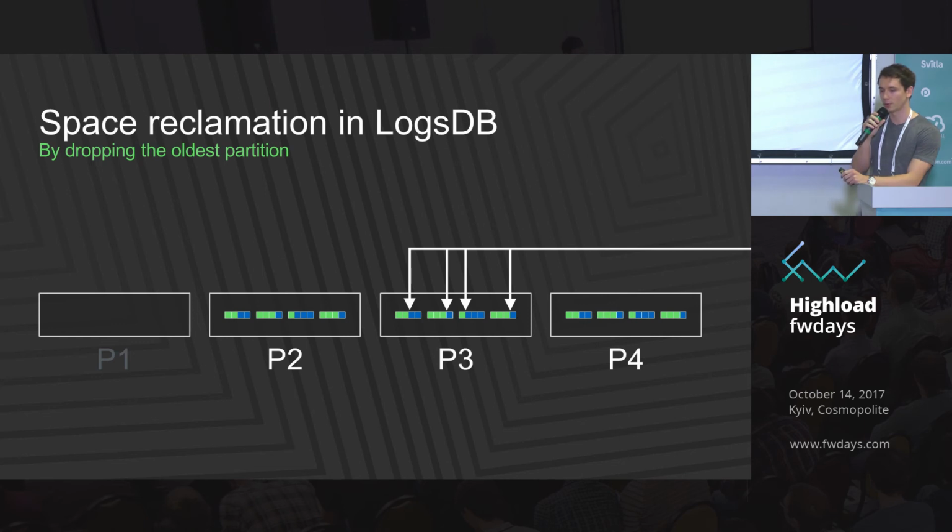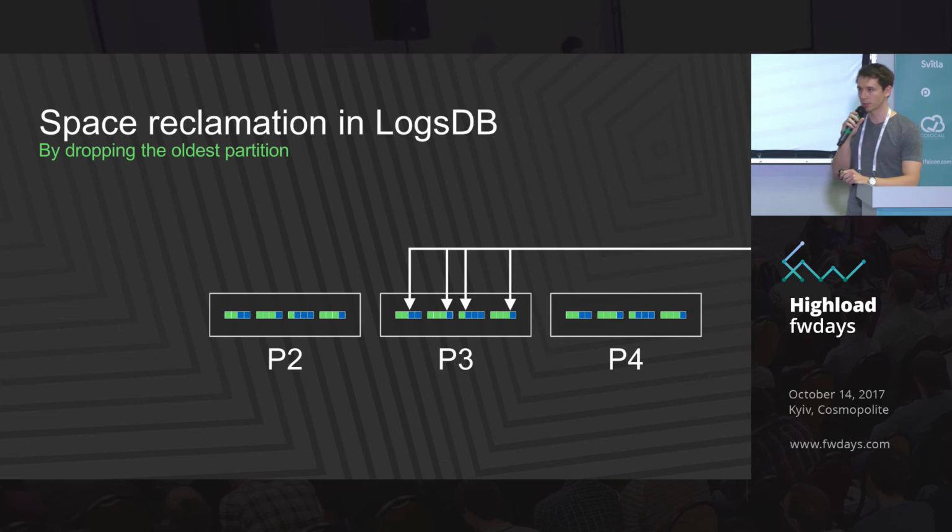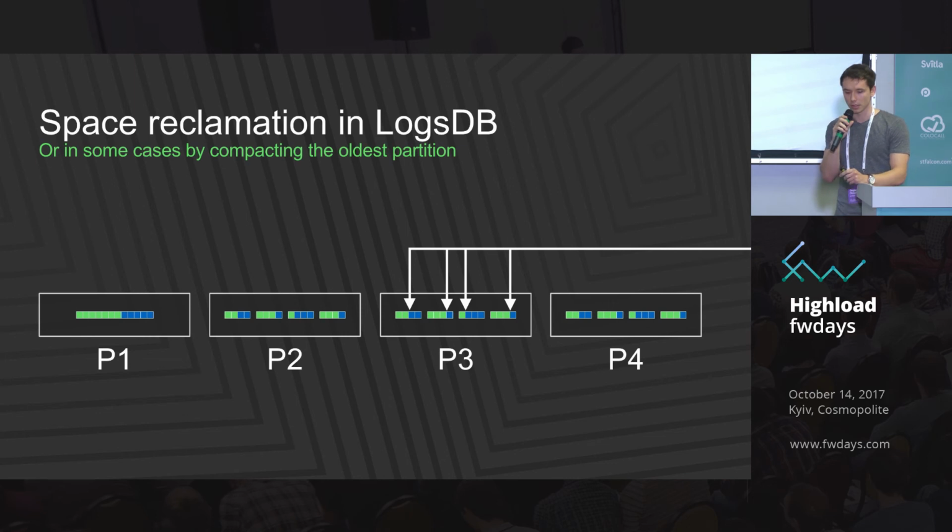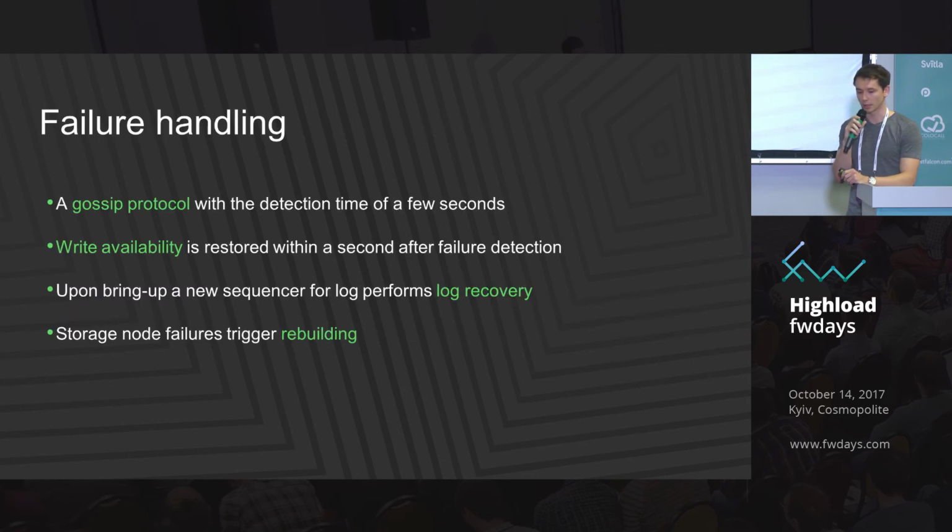So there's a lot of failure handling, and I don't want to go too deep into it, but first of all, there's a gossip protocol. Machines gossip with each other to detect any problem with a machine, any failures. And we have write availability restored within seconds after failure is detected. And we have a process called log recovery. Once one sequencer dies and a new one pops up, we try to recover what was left in the previous sequencer.